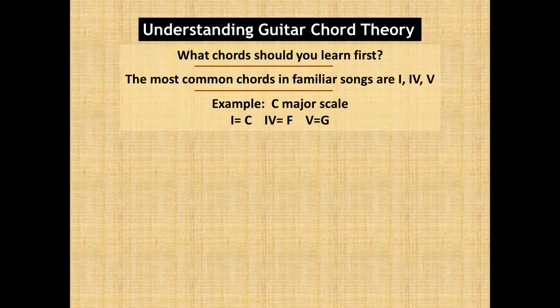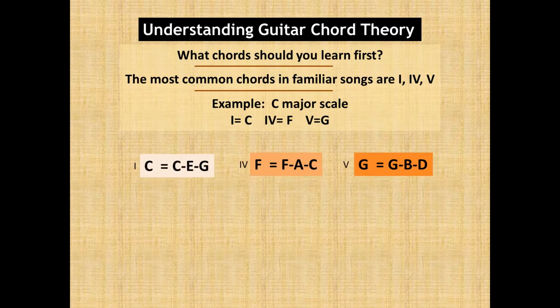So what chords should you learn first? Just looking at the key of C, you can see that there are 6 chords there. Well, the most common chords in familiar songs are the 1, the 4, and the 5. So for instance, in the key of C major, or in the key of C, the 1 chord is the C, the 4 chord is the F, and the 5 chord is the G.